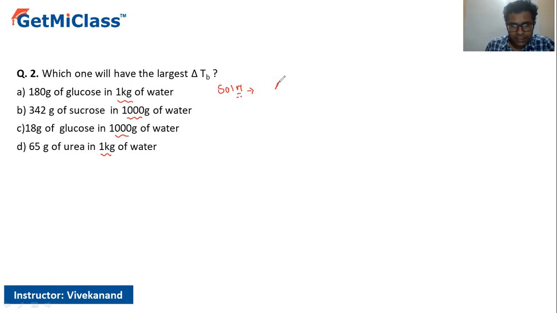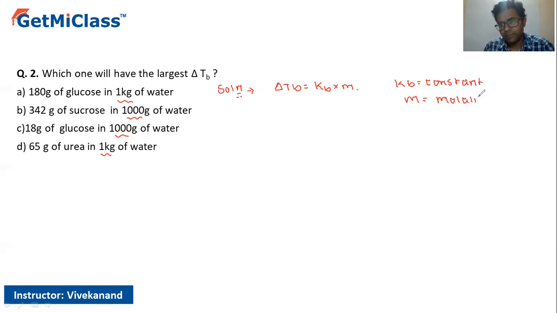here we'll utilize delta TB is equal to Kb into m. m stands for the molality, right? So Kb is the constant, and what we have is m, which is nothing more than the molality. In all the options, we have 1 kg of water that has been taken into consideration. So it's quite natural that Kb remains constant for all of these, because water is the solvent that is used.